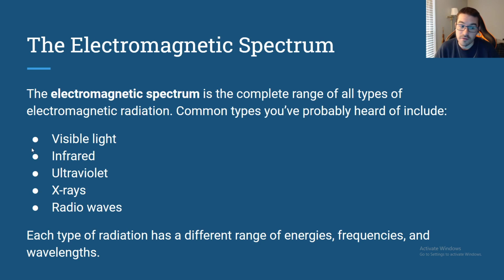Infrared. This is the type of radiation that's used for night vision goggles. Ultraviolet. This is the type of radiation that can come from the sun that can give you a sunburn. X-rays, we know what those are used for. And then radio waves. So like television and radio stations in the car, the information can be transmitted through radio waves. So each type of radiation is a part of the electromagnetic spectrum, but each type has a different range of energies, frequencies, and wavelengths that make it different from the other types.